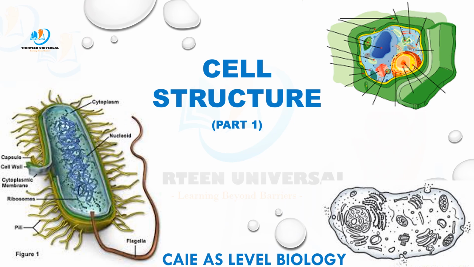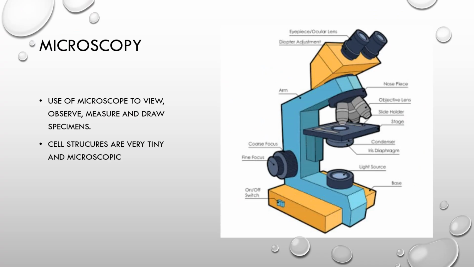All right, let's go. So in this episode, we're going to be looking at microscopy. We're starting with microscopy. So what is microscopy? It is simply defined as the use of a microscope to view, observe, measure, and draw specimens. Cell structures are very tiny and microscopic. So in this episode, our objective is to discuss how to use a microscope, talking about magnification, resolution, cell fractionation, and plant diagram. All right, so let's go.